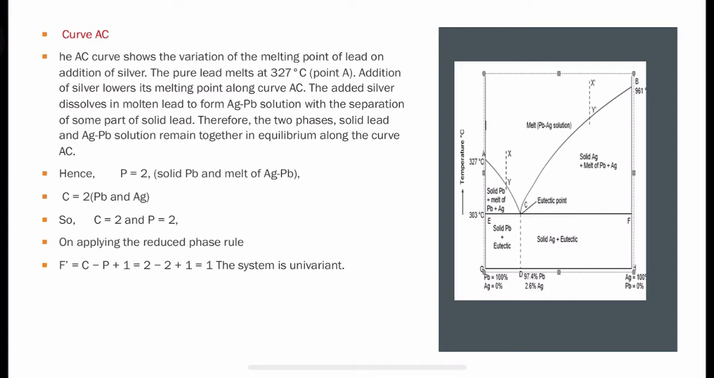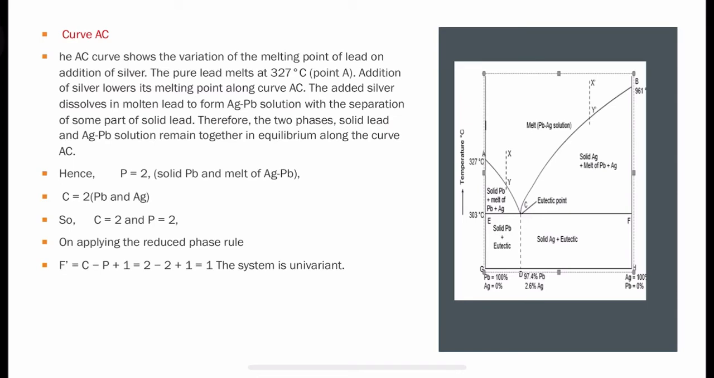Hence, the number of phases is 2 and components is also 2. So C is equal to 2 and P is also equal to 2. Applying the reduced phase rule, you can notice that we apply the reduced phase rule, not only the phase rule, so you have to remember this. So F' = C - P + 1, so 2 - 2 + 1 is equal to 1. The system is now univariant.